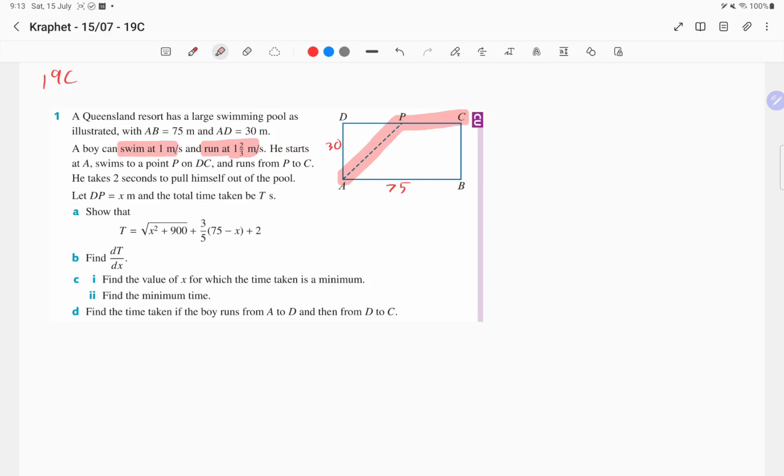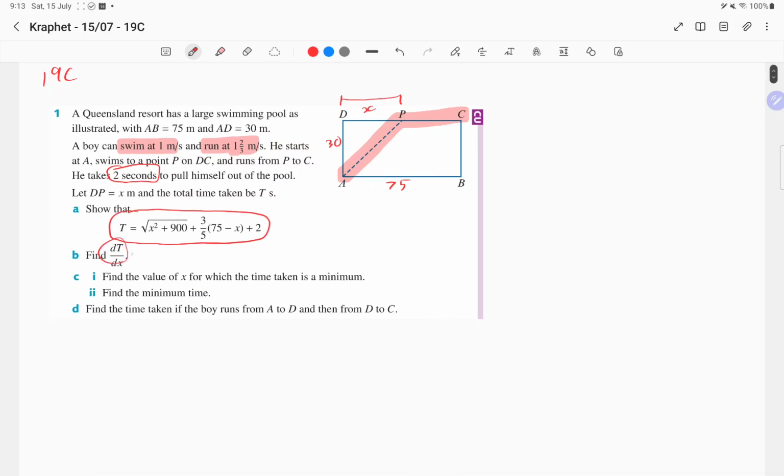Okay, he needs to get from A to C, and then he takes 2 seconds to pull himself out of the pool. So this is a constant. 2 seconds, right? It's constant. Regardless of where P is, it's always 2 seconds. Let DP be x, okay, so we're saying that DP here is x, and then the total time taken be t. Show that t equals to that expression there, and then b, find dt over dx, which is the derivative, and then c, find the value of x for which the time taken is a minimum.